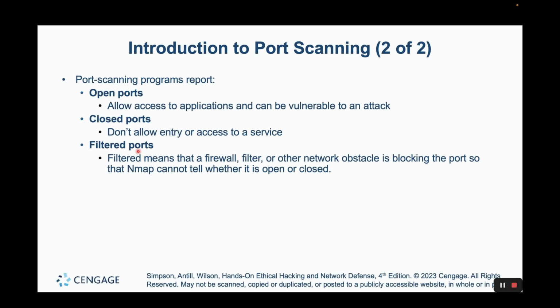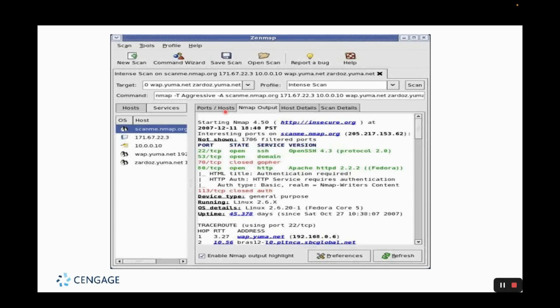If you get closed ports, that means they do not allow entry or access to a service. Now, filtered ports. Filtered means that a firewall, filter, or other network obstacle is blocking the port so that Nmap cannot tell whether it is open or closed. Let's look at this example here. This output belongs to SYN scan.